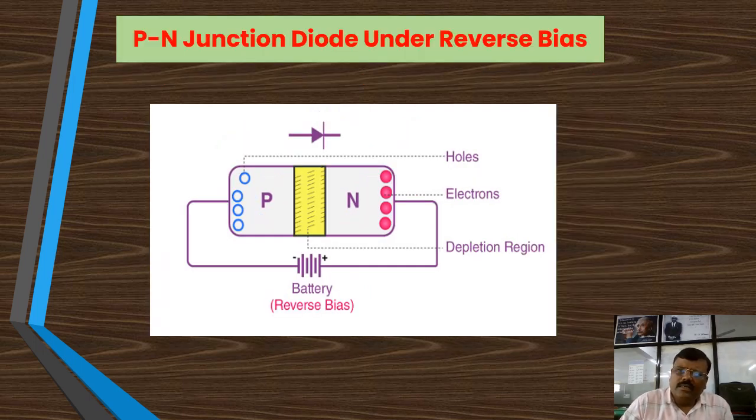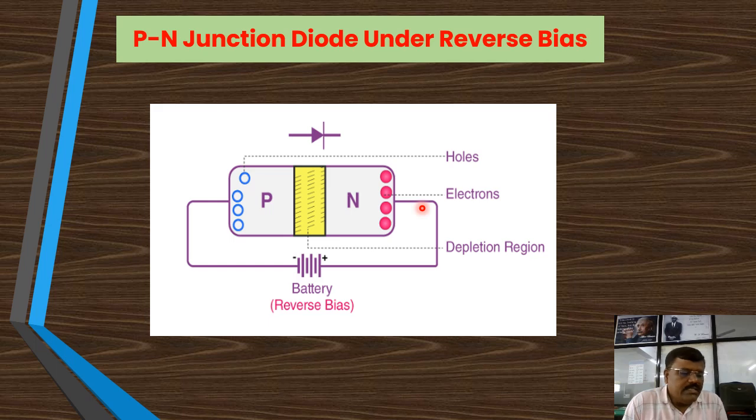In case of the reverse bias, we see from this figure that the negative terminal of the battery is connected to the p-type region and the positive terminal of the battery is connected to the n-type region. When we apply this reverse voltage, what happens? The semiconductor diode, when it conducts under the reverse bias condition, what happens? The negative terminal of the battery is connected to the P side, the P-type semiconductor, and the positive terminal is connected to the N side, the N-type semiconductor.